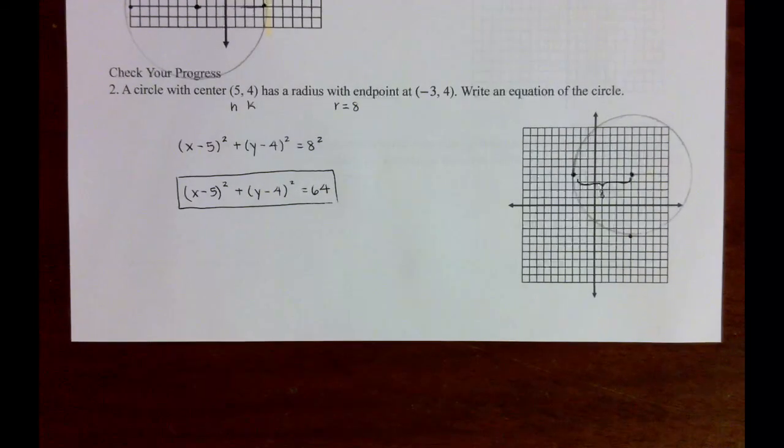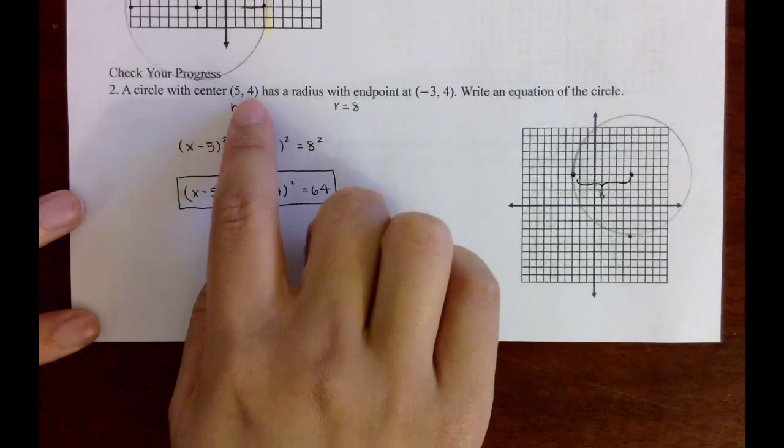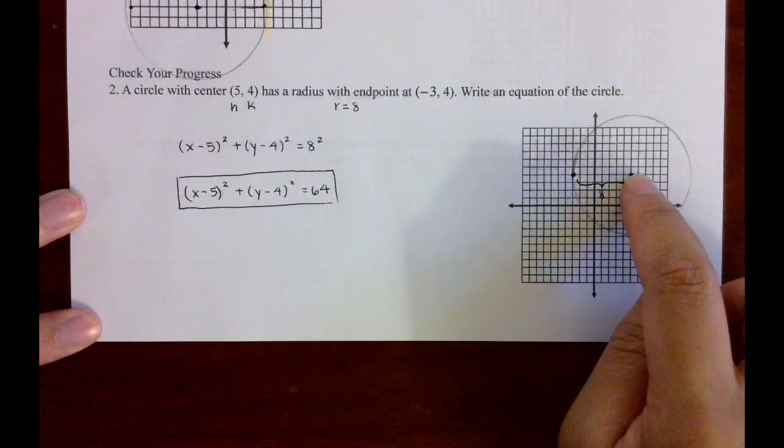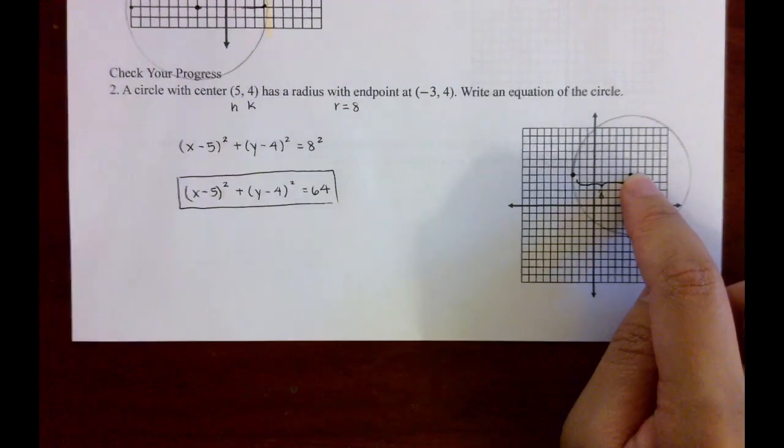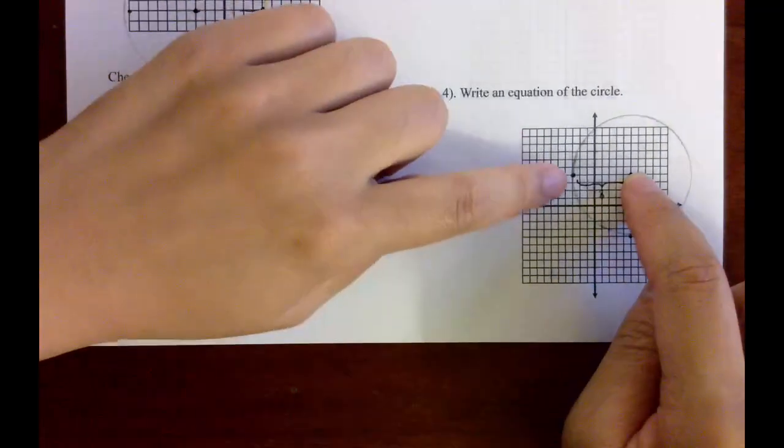Okay, you should have gotten x minus 5 quantity squared plus y minus 4 quantity squared equals 64. If you got that right, you can move on to our next example. If not, here is your explanation. Okay, so it helped to draw it, so I drew it. The center is at 5, 4, so that's here. And then the radius, one of the endpoints is -3, 4, right?